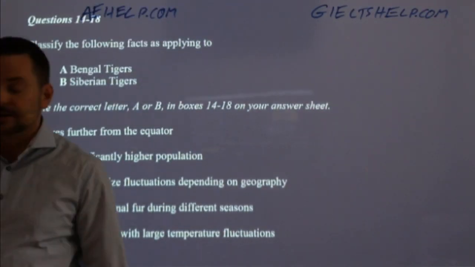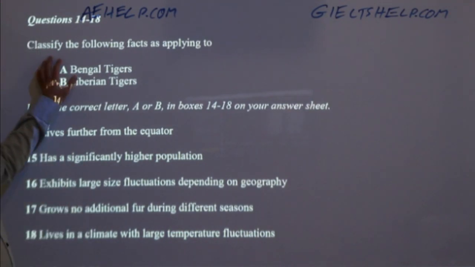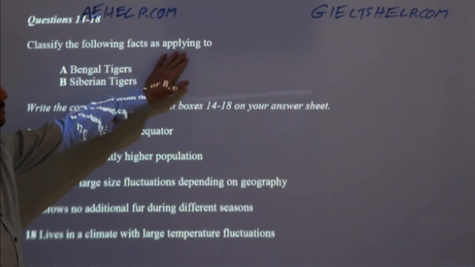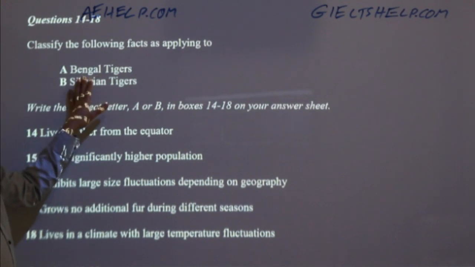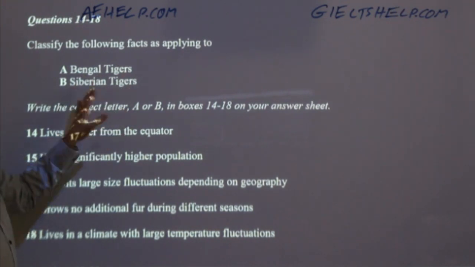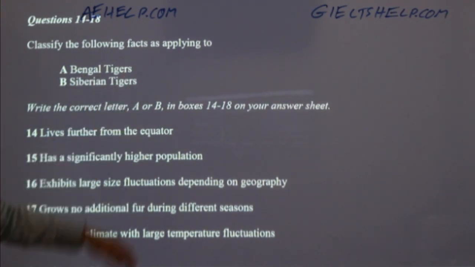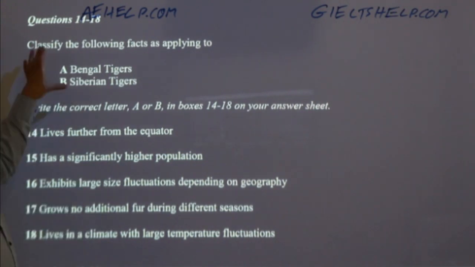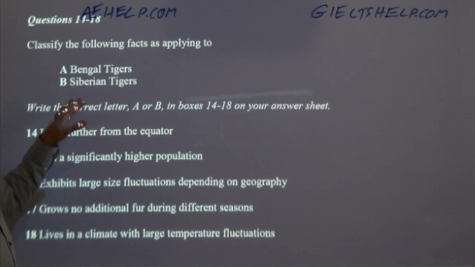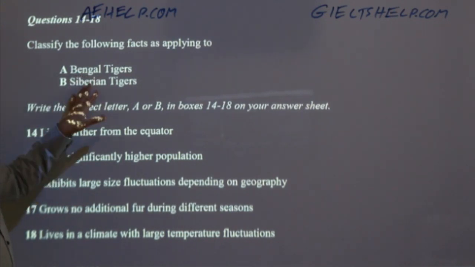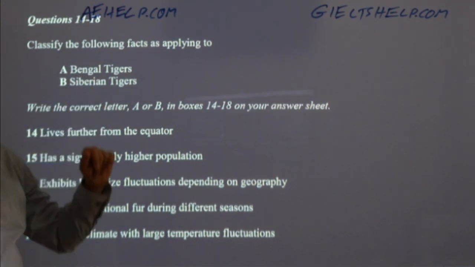So here, the questions are: classify the following facts as applying to either Bengal tigers or Siberian tigers. All right, so just from reading this part of the question, I learn a little bit more information that this passage is about Bengal and Siberian tigers.